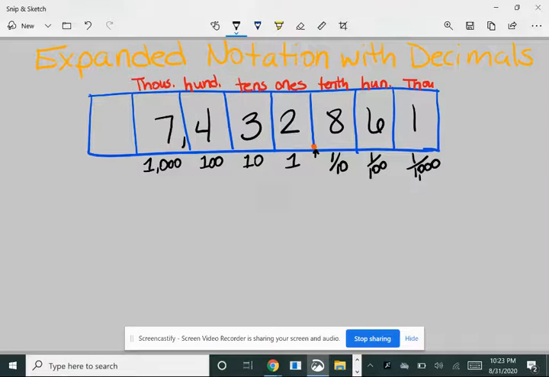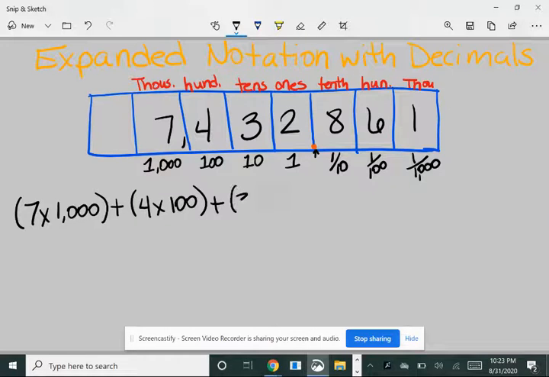If I was to write this out in expanded notation, so of course I'm going to begin with my 7,000. So here we go. 7 times 1,000 plus 4 times 100 plus 3 times 10 plus my 2 times 1. Now we're getting into the decimals.